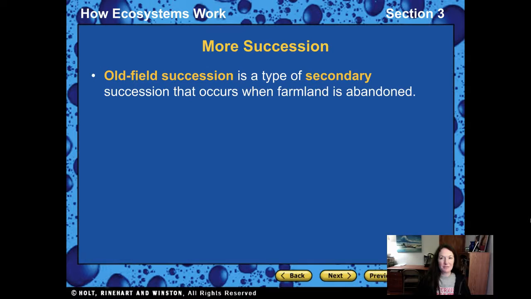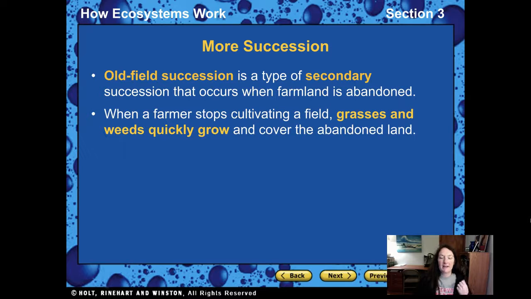All right, some more terms related to ecological succession. Oldfield succession is a type of secondary succession. So it happens after there's already been an ecosystem. And that's usually when farmland is abandoned. So think of old field, like an old farm field. And when a field is left alone and isn't used for farming anymore, grasses and weeds will grow really quickly.